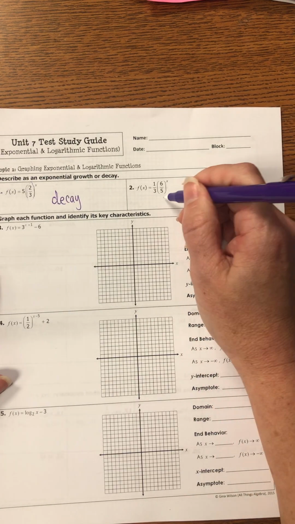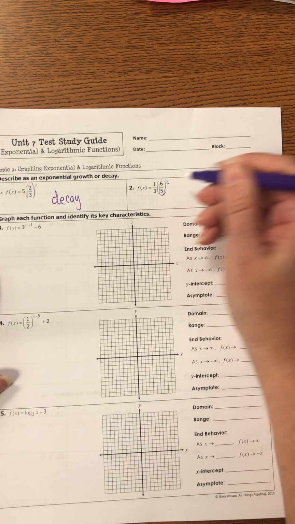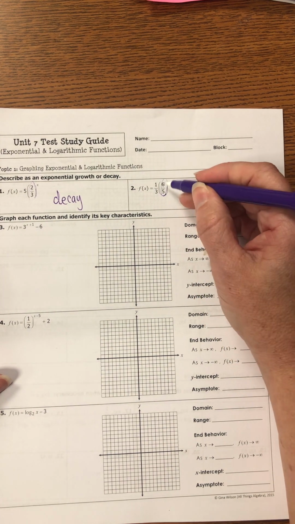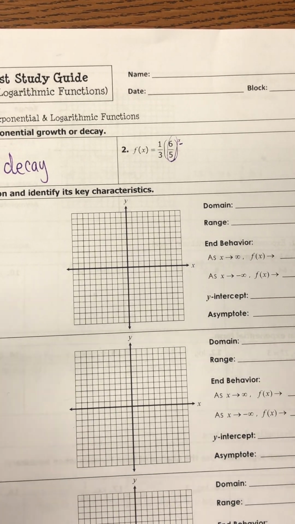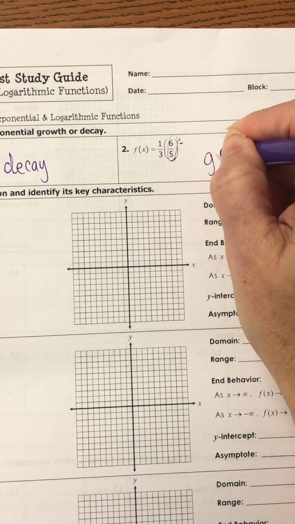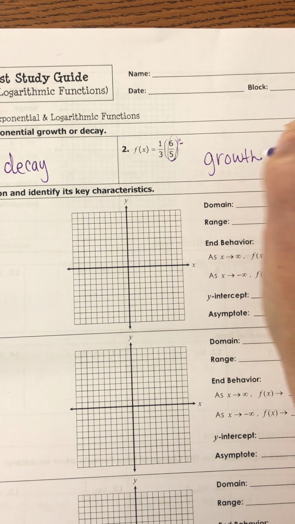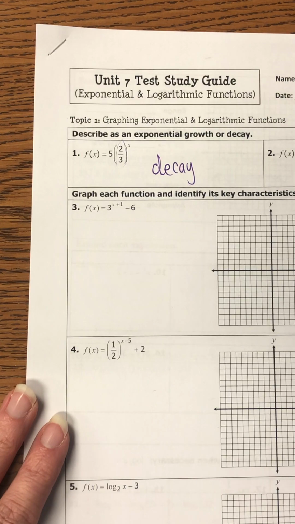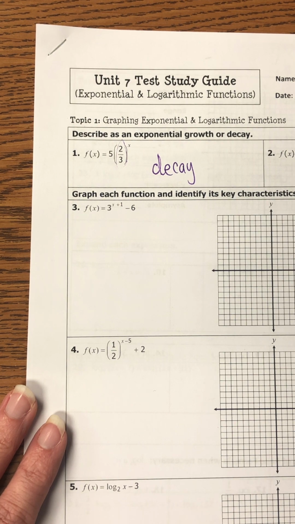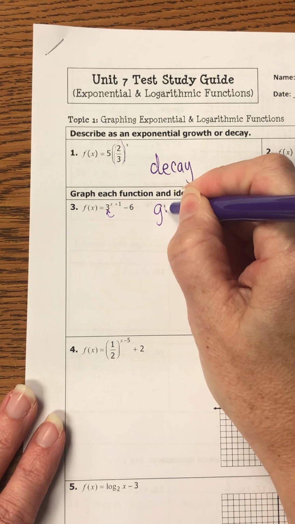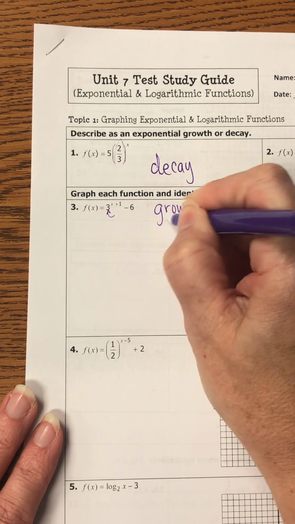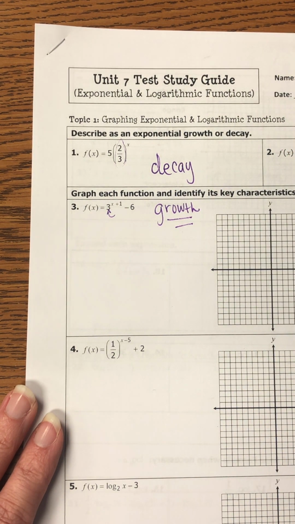Okay, so looking at number 2, this is your base because it's raised to the x power, and you've got 6/5. 6/5 is 1 1/5, so we know that that's greater than 1. So this is going to be exponential growth. So when we get to problem number 3 and we're having an exponential function that we're asked to graph, look at your base. You see that your base is 3. So since your base is 3, that's going to be exponential growth.